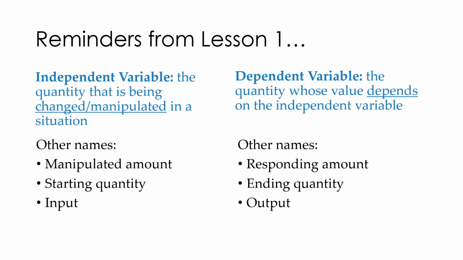And remember, we gave you these other names, the manipulated amount or the starting quantity or the input. And then there are also some other names for a dependent variable, the responding amount or the ending quantity or the output. So remember, we were always kind of looking at this dependent variable and saying, how does it relate back to that independent variable?